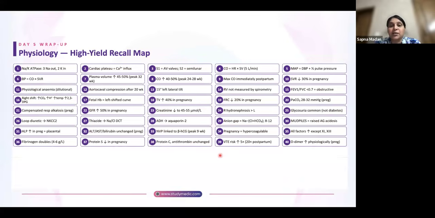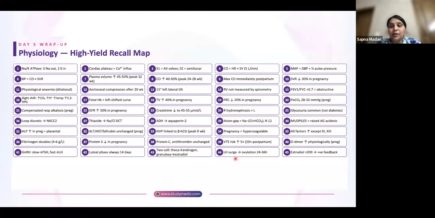The VTE risk is increased by 5 times in the antepartum period compared to the non-pregnant population. And in the postpartum period, it is as high as 20 times. It can go even higher compared to the antenatal period and compared to the non-pregnant population. D-dimer is physiologically high in pregnancy. Therefore, it has limited utility in the algorithm for VTE.